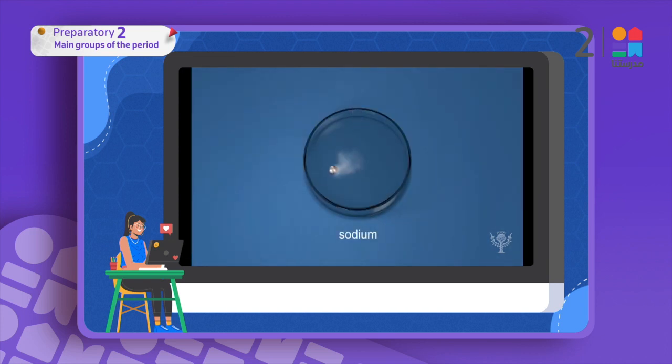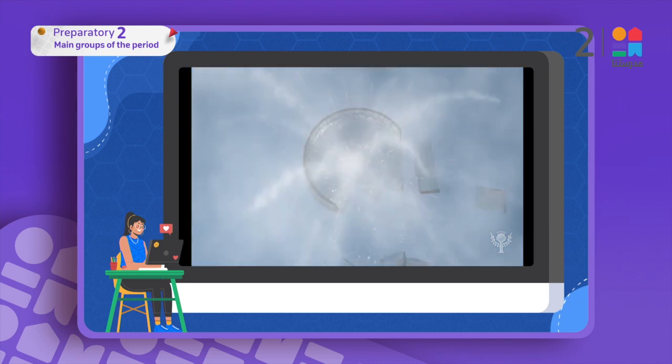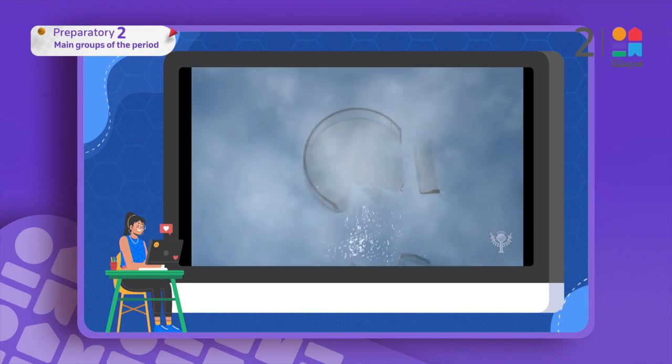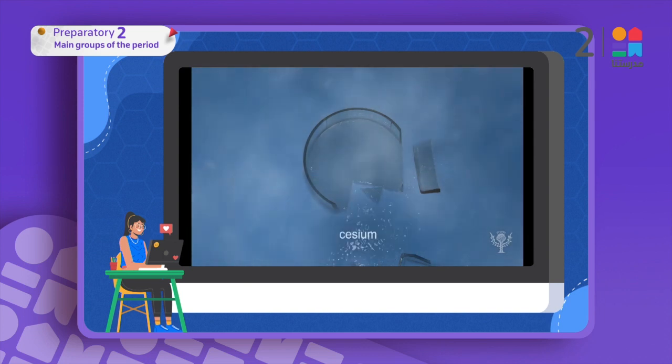Watch sodium react with water. And now watch potassium. Did you spot the purple flame? Wow! What alkali metal was that? It's one of the most reactive, cesium.